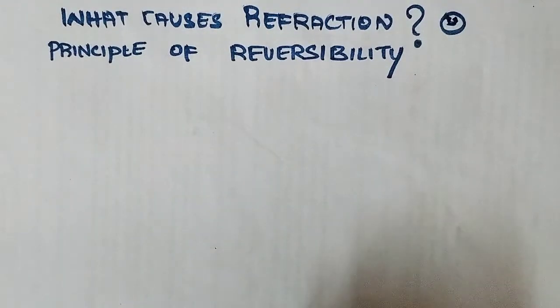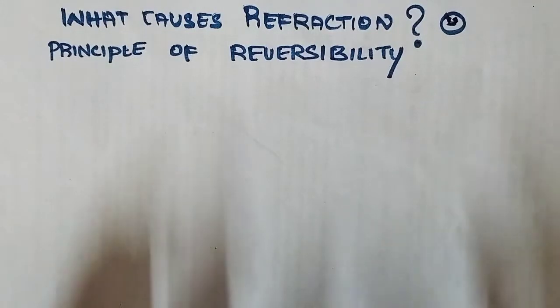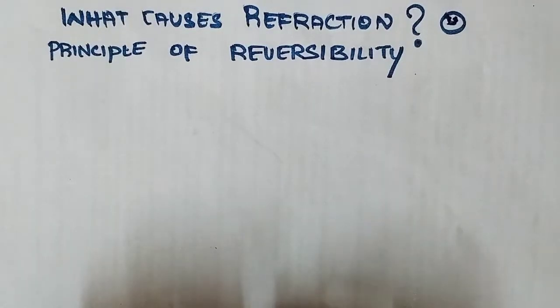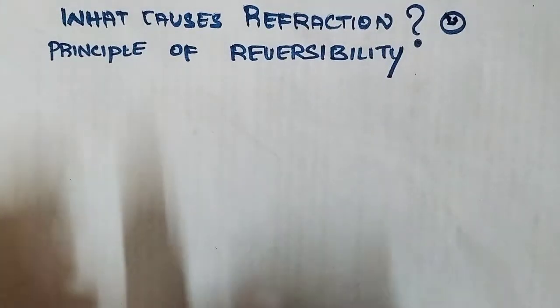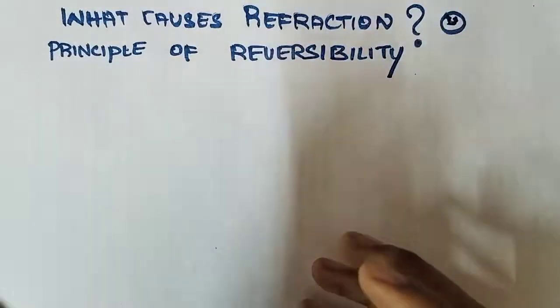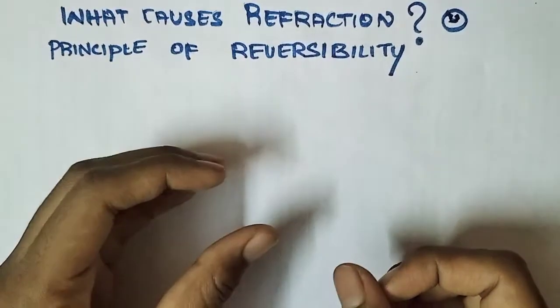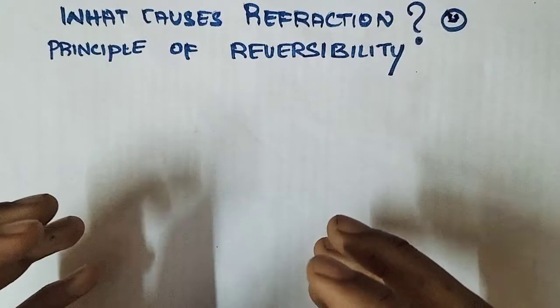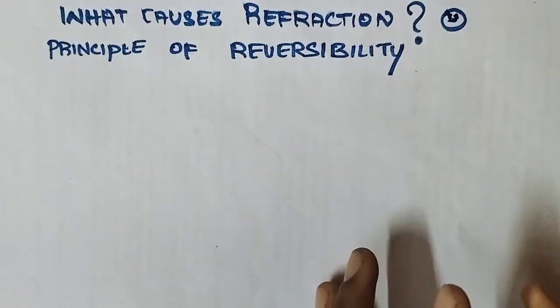Now we know that light travels with different speeds in different media. Correct, children? The frequency only remains the same, but light travels with different speeds in different media. Why? If you take water and air, water is denser, that means the particles are much closer together than in air.